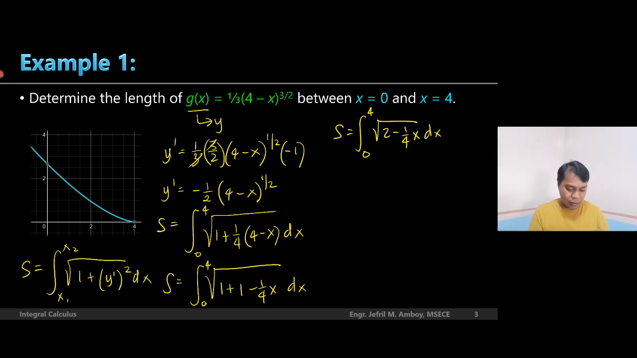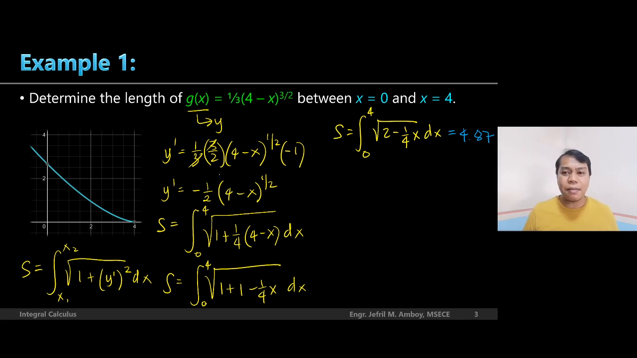Sige, gawin natin, no? So, that's the integral of the square root of, yun na lang, para mas kukunti yung pipindutin ko, 2 minus 1/4 of x from 0 to 4. Yan. Okay. So, magkakaroon akong sagot na 4.87. So, the answer here, gawin nating blue, is equal to 4.87.